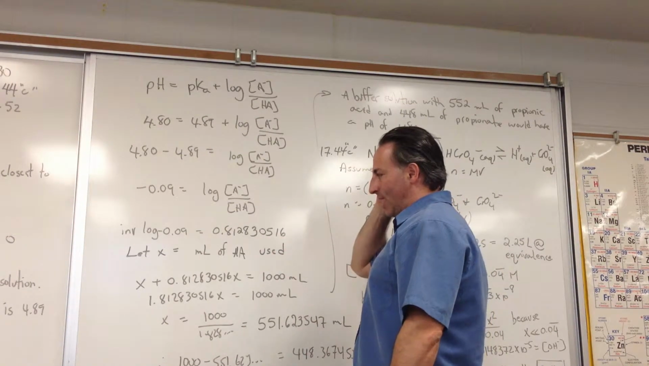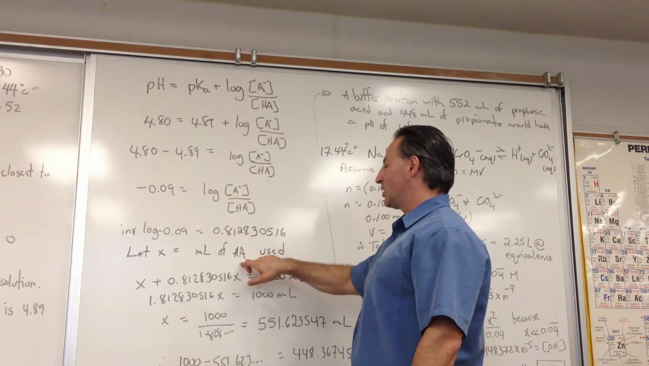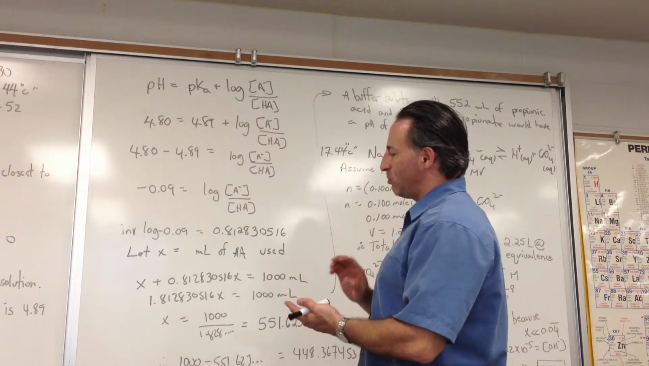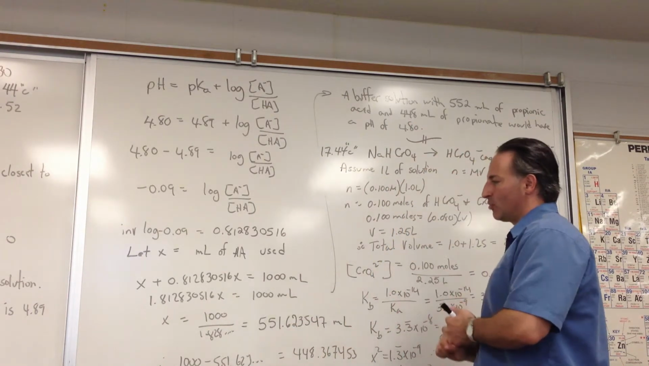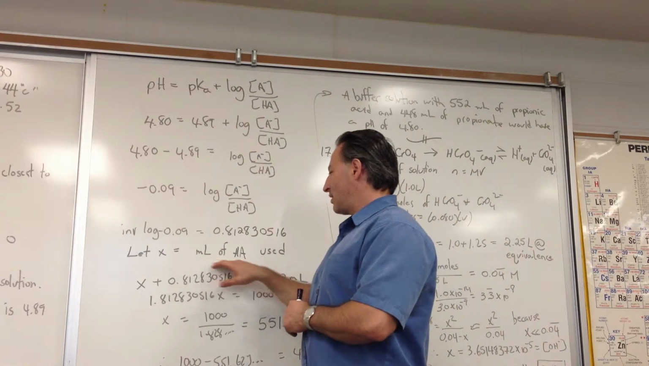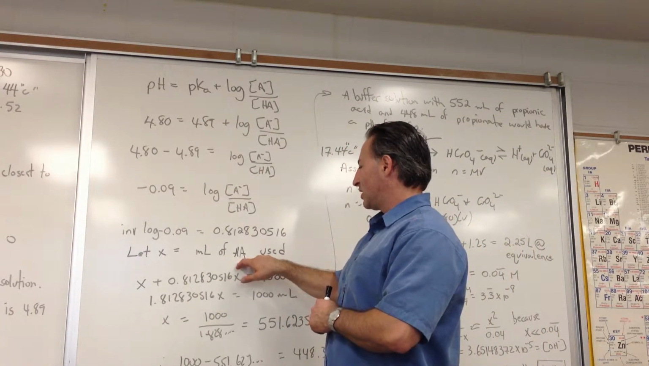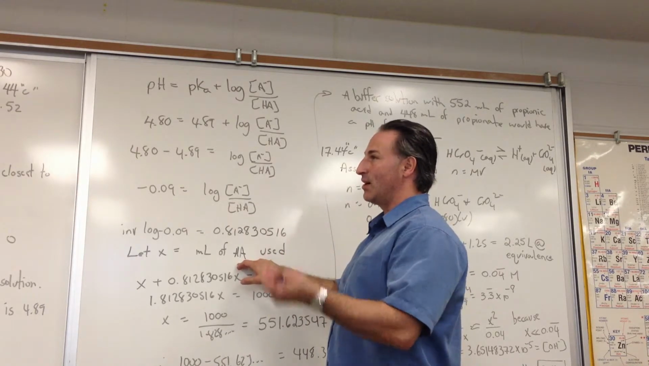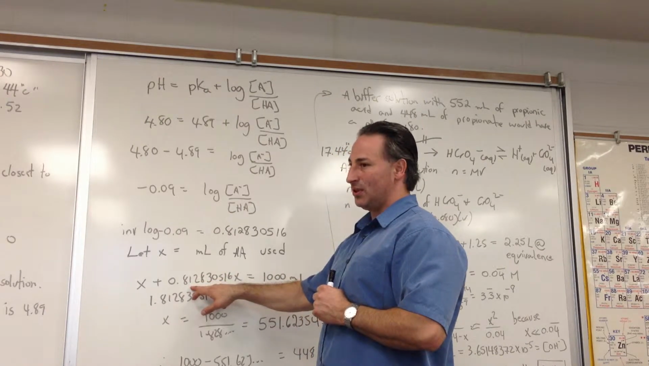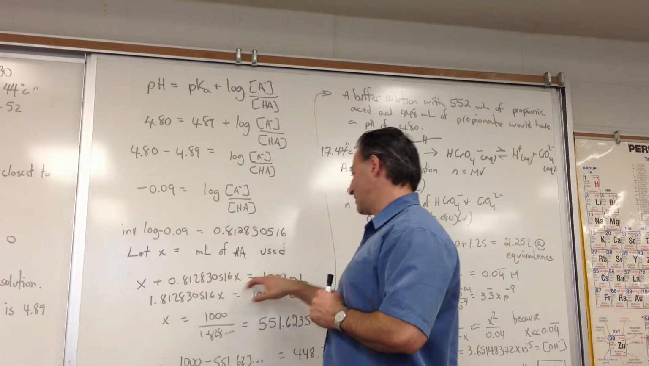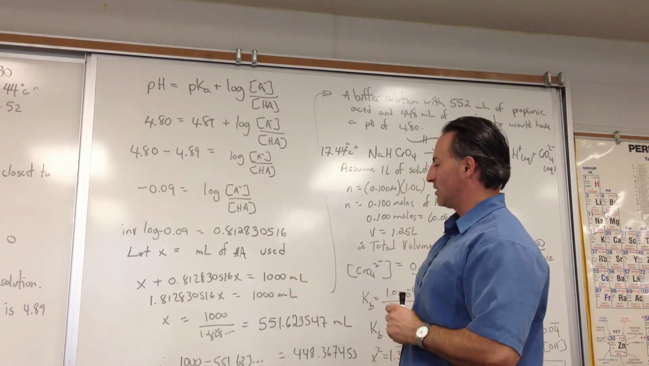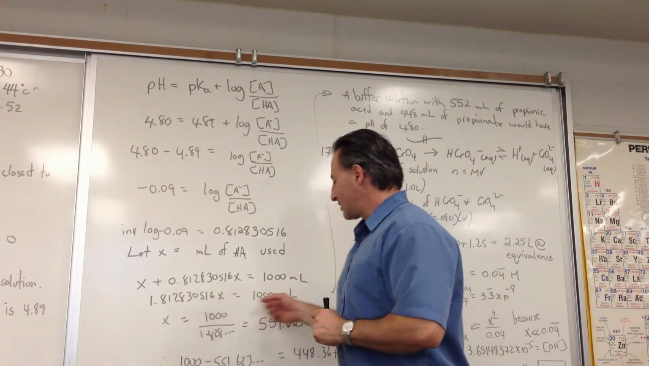Then we say, let X equal the milliliters of propionic acid used. We know that we have a 0.1 molar solution of propionic acid and a 0.1 molar solution of its conjugate base, propionate. So if X is equal to the milliliters of propionic acid, and we know that propionic acid is in greater amount than its conjugate base, then the 0.8 will be attributable to the propionate. So X plus 0.8X is going to give you 1,000 milliliters. The total volume of your buffer has to be 1,000 milliliters. 1.8X is equal to 1,000 milliliters.